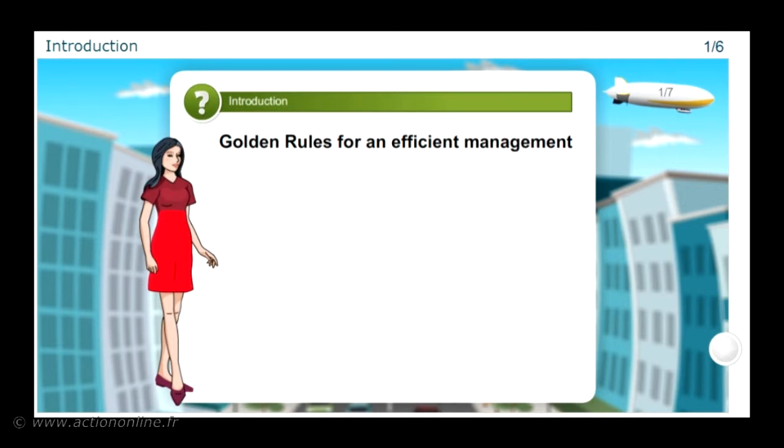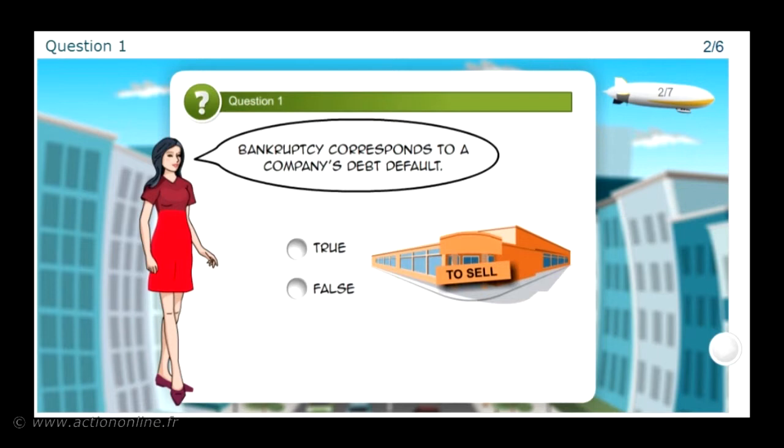In order to test your knowledge upon the golden rules for an efficient management, I suggest a little quiz. Shall we? You have to say if the following statement is right or wrong. Bankruptcy corresponds to a company's debt default. Well done. You found the right answer.